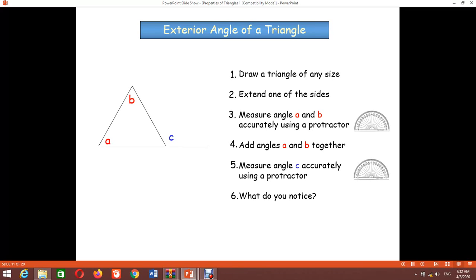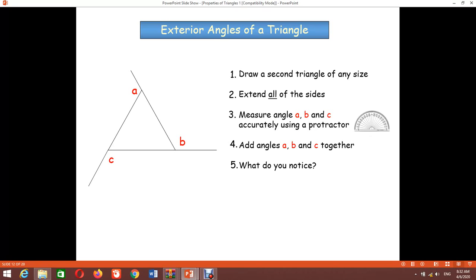3. Measure angle A and B accurately. The word accurately means what? Precisely. Another word for precisely or accurately is also what? Exactly or correctly. So measure angle A and B accurately, that is correctly, using a protractor. And you can see the protractor on the screen. And you have it in your andesa or the mathematical set. Point 4. Add angles A and B together. Then 5. Measure angle C accurately using a protractor. Point 6. What do you notice?